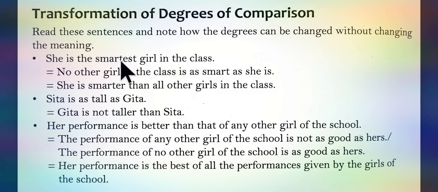It means smartest is the example of superlative degree, and here we can see that this particular girl, she is the smartest one. Now in next form you will see that the degree will change but the meaning will remain the same. For example, no other girl in the class is as smart as she is. So here the degree is changed and it is in positive degree, but still the meaning remains same.